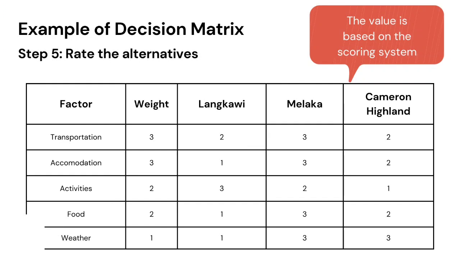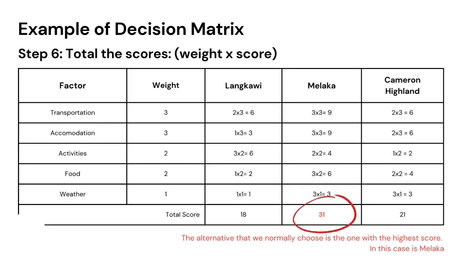And then step 5, rate the alternatives, where the value is based on the scoring system. And the last step is to total all the scores, and we can see here that Malacca has the highest score, and that's where we are going for the holiday.